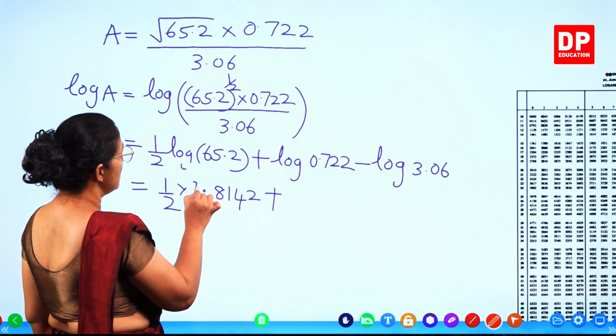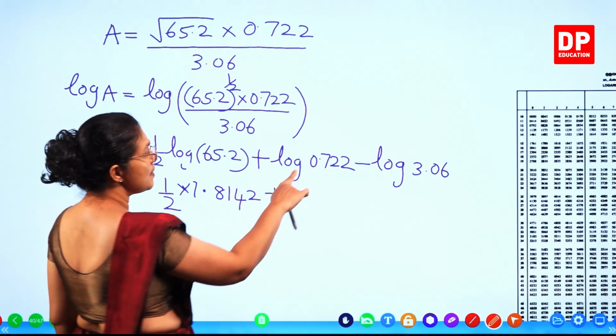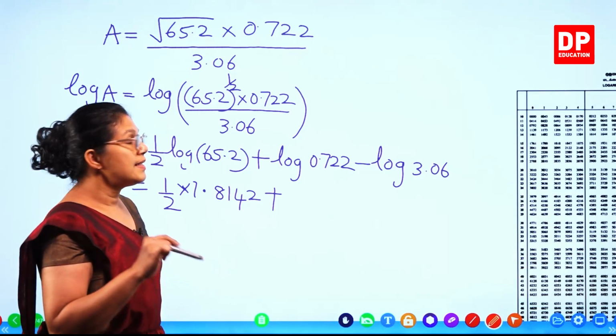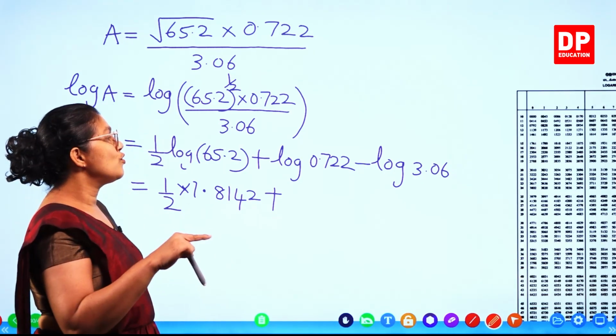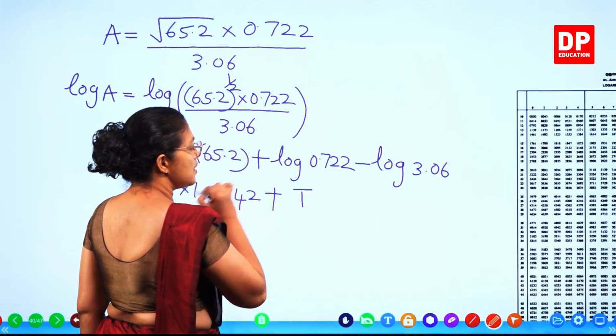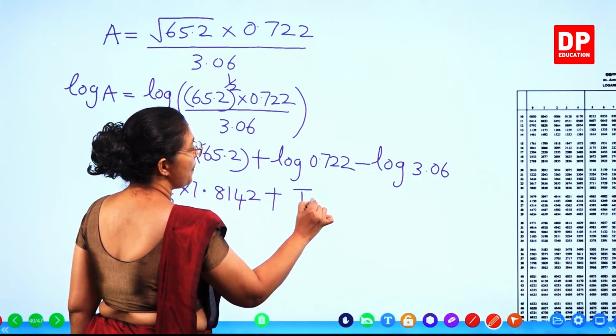1.8142, not 0 point. Then what is the characteristic here? 0.722, when you write in standard form, is 7.22 times 10 to the power minus 1. So the characteristic becomes minus 1. So how do you write it here? Bar 1.